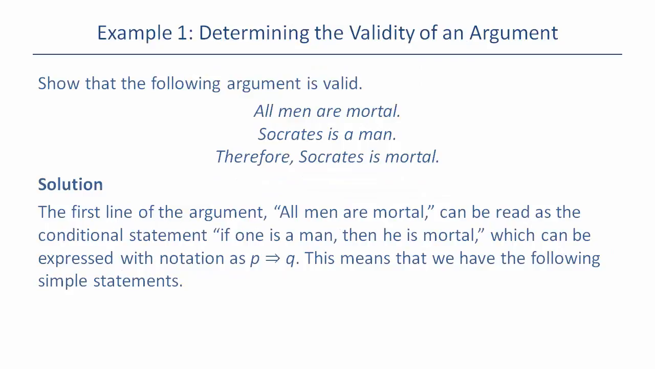So just to review on this, right? The first part of our argument is really considered to be a conditional. All men are mortal basically says if you're a man, then you're mortal, right? Where being a man is P, and then being mortal is Q.